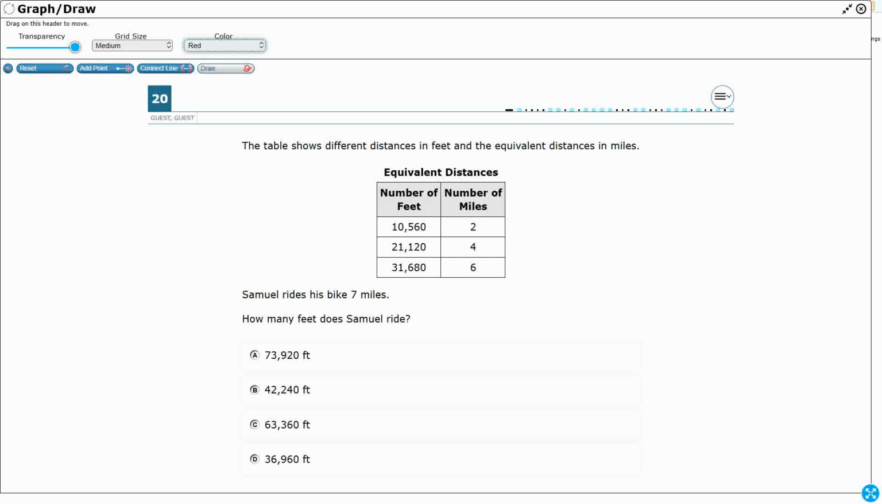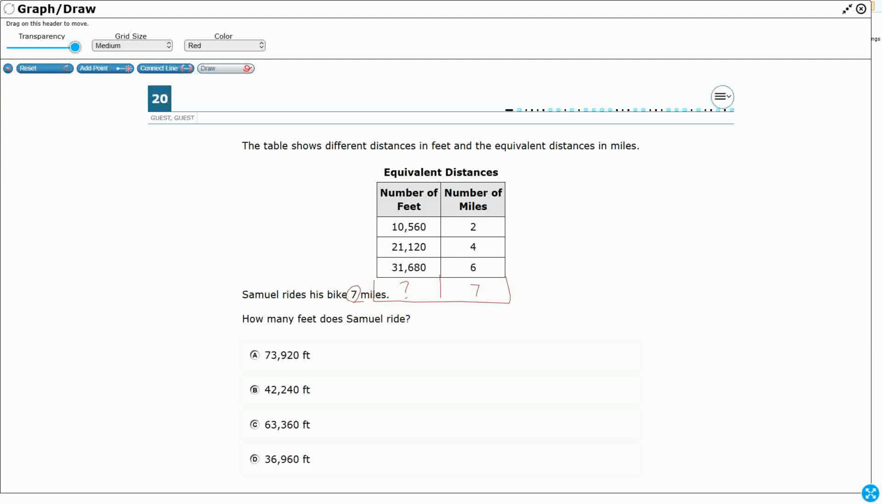So we have a table here, and it shows number of feet and number of miles. And we're looking for 7 miles. All right, so if we were to extend our table, we would put 7 right there. We're just looking for how many feet that is.